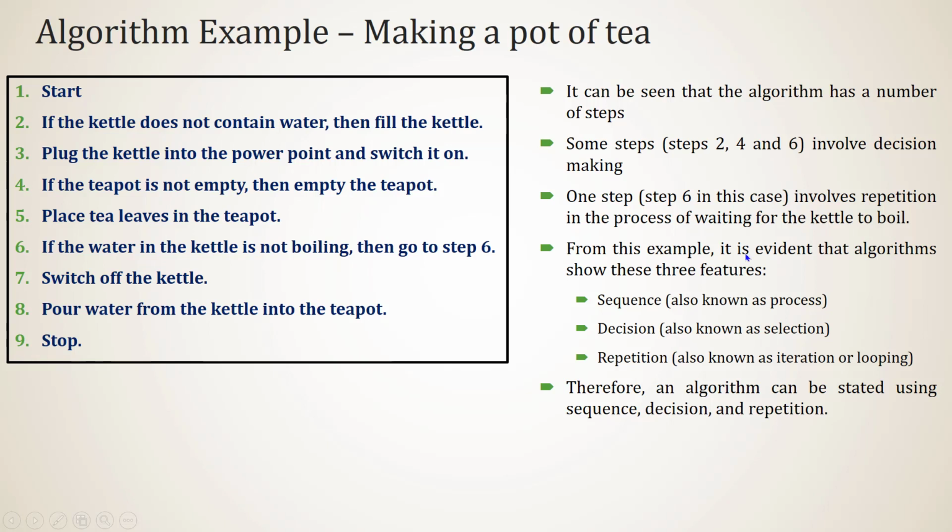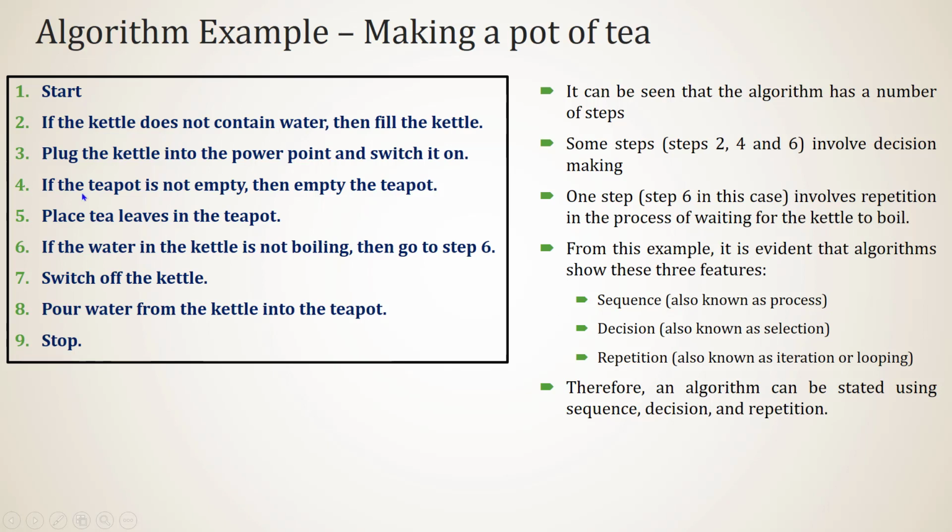From this example, it is evident that algorithms show these 3 features. So in an algorithm, we have sequence, decision, repetition. Sequence means we have some 9 steps. We have to implement these steps one after the other. We can't implement step 7 in place of step 2. It must be implemented in the given order. That is the sequence. It is also known as process. So every step can be considered as a sequence.